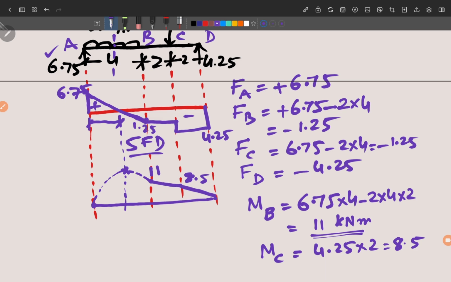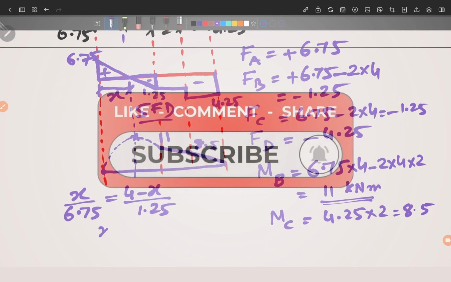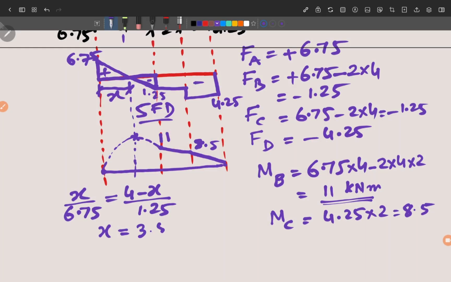Now you have to find the value of maximum bending moment, which you will calculate with the help of this point, which has 0 shear force. And you can easily calculate this point where the shear force is 0 by using the concept of similar triangles. So if you look at this positive triangle and this negative triangle here, these are the two triangles of shear force which we will be using to find the value of x. So we can say that x upon 6.75, the sides will be proportional, so the ratio of the sides will be equal from these two. So x upon 6.75 will be equal to 4 minus x upon 1.25. So from here, when we simplify, we get the value of x as 3.5. This is the value of x.